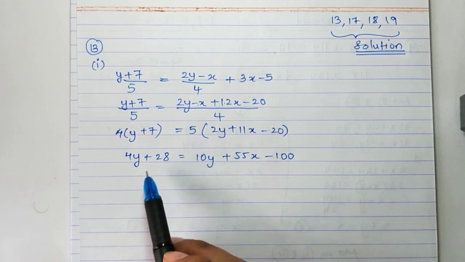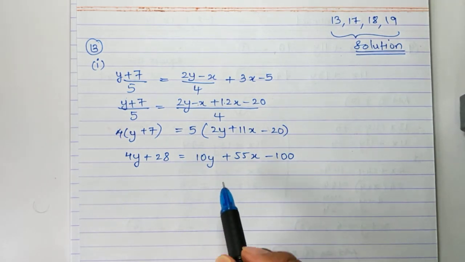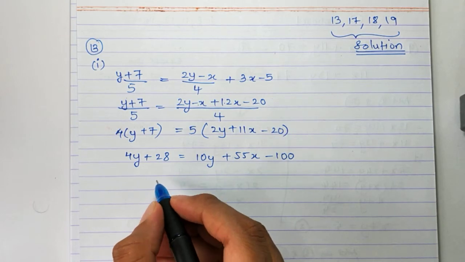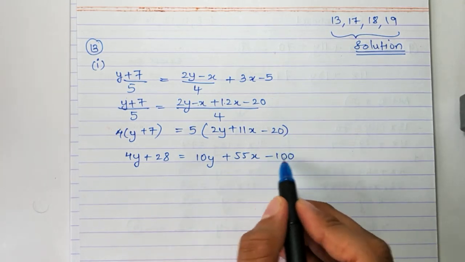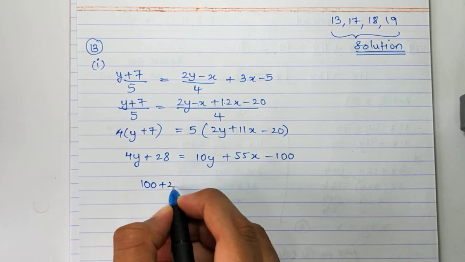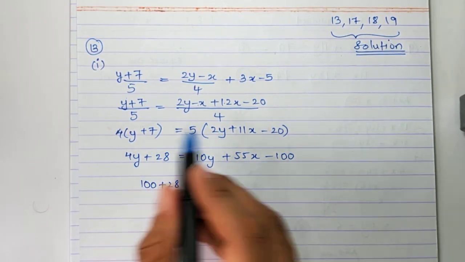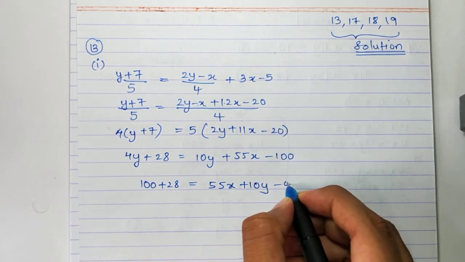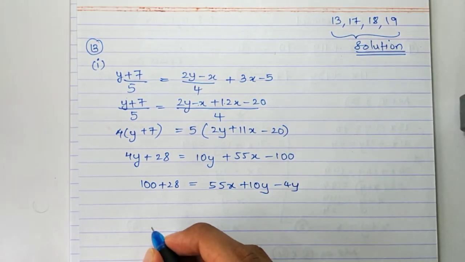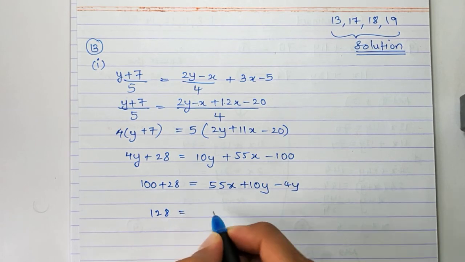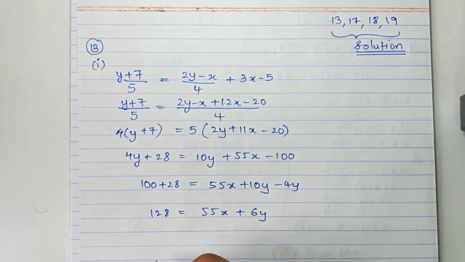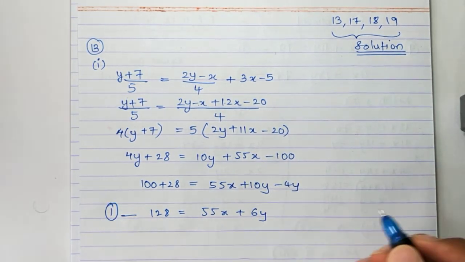Now let's shift the terms. When you shift, let's say I shift this minus 100 here, so 100 plus 28, and I'll shift this 4y to the right hand side. So 55x plus 10y minus 4y. Okay, so 128 is 55x plus 6y. So this is my first equation, 55x plus 6y.